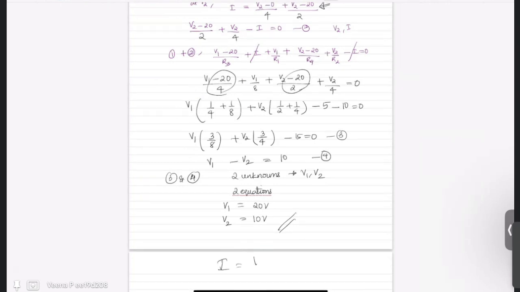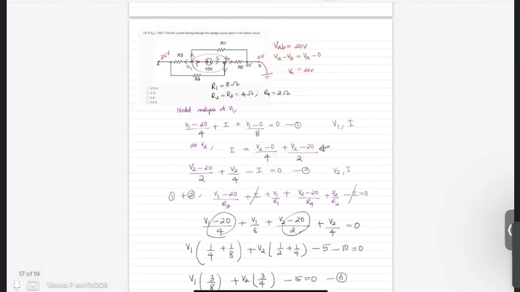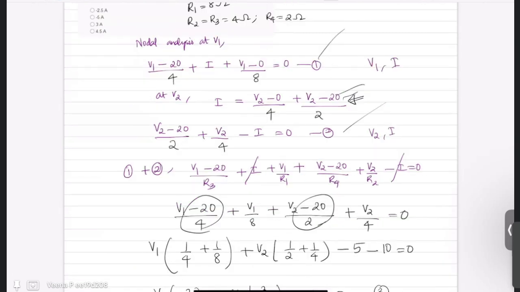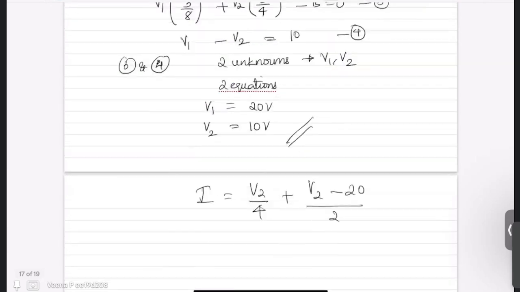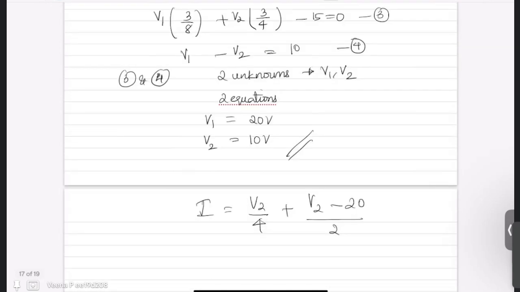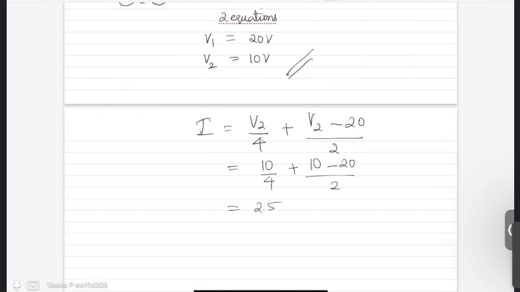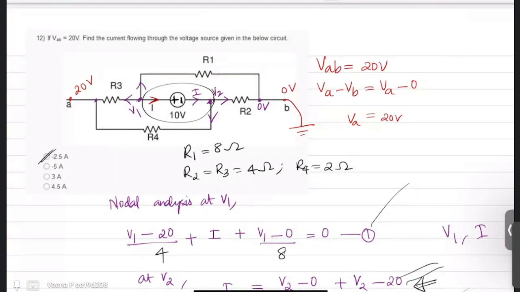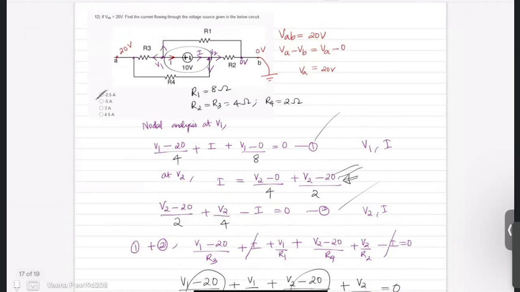I is V2 by 4 plus (V2 minus 20) by 2. You have two equations on I, 1 or 2. Any one you can use. I use this one. So V2 is 10, so this is 10 by 4 plus (10 minus 20) by 2. 10 by 4 is 2.5. 10 minus 20 is minus 10, which is minus 5. So this comes out to be minus 2.5 ampere. So that is the answer, minus 2.5. So it is just an application of nodal analysis.